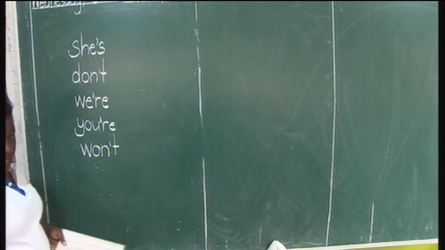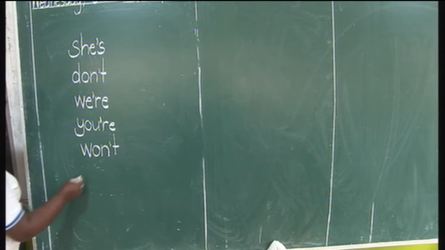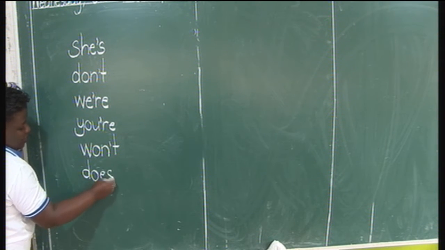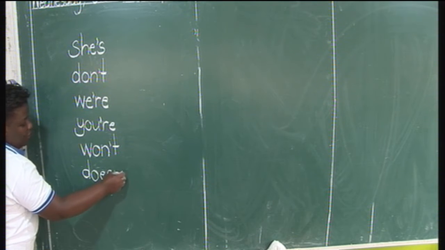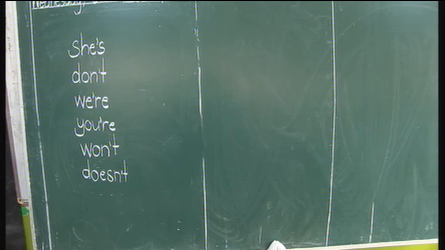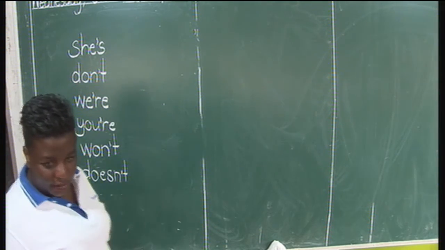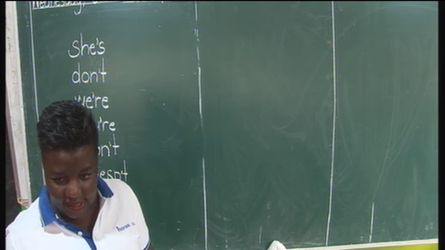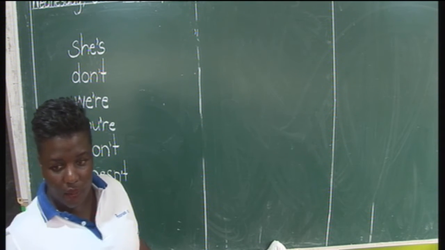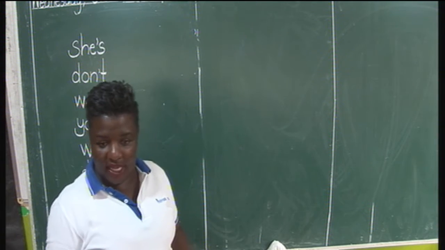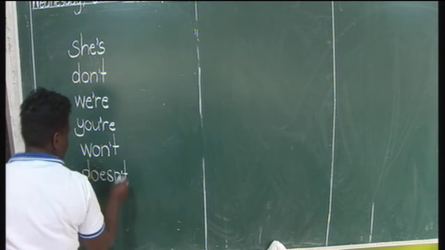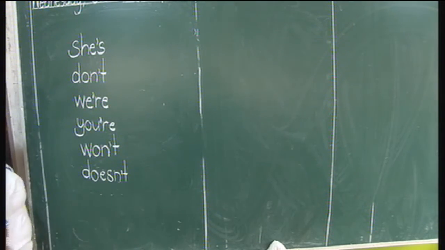Then the next one, does not. Does not, you copy the word does, N apostrophe sign T. Doesn't. She doesn't like to finish work in time. And I know that person here. Yes, I know that person in this class who doesn't want to finish the work in time. All the time he complains, teacher gave us too much work. I know him. So doesn't, he doesn't.